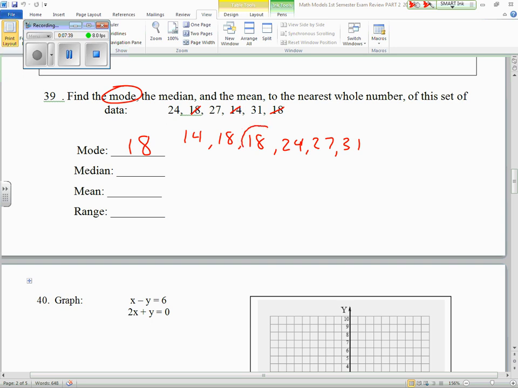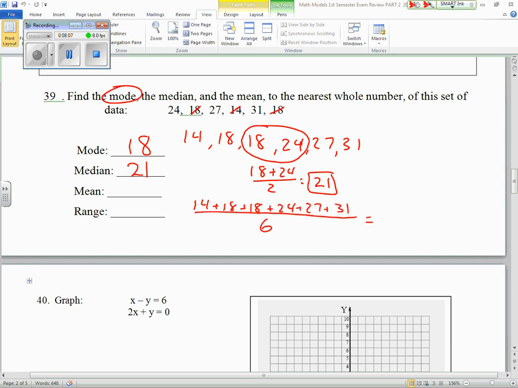Uh-oh, we don't have a middle. What do we do? You have to average them, that's right. 18 plus 24 over 2 gives us 21. Okay. The median is 21. What about the mean? We need to add them all up. All right. After a few calculator malfunctions, we ended up with an average of 22. Our mean is 22.